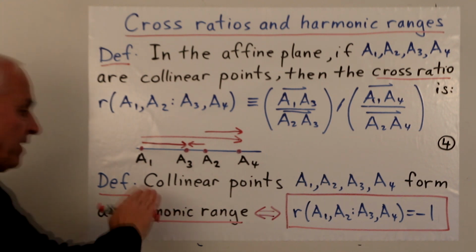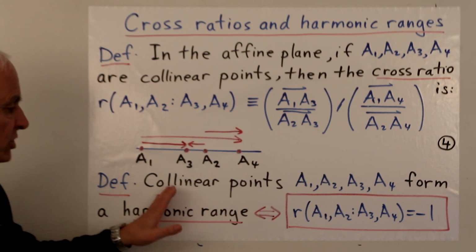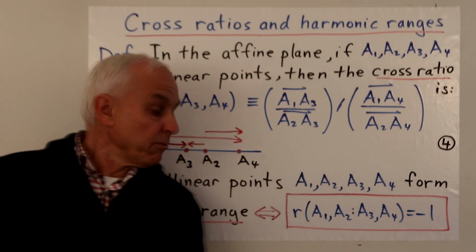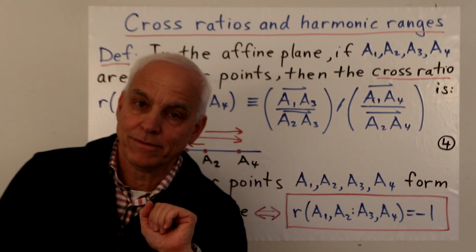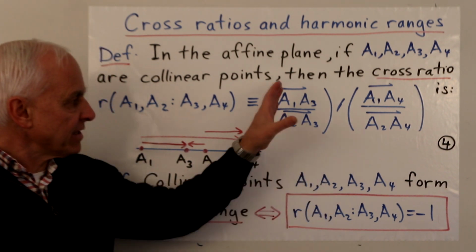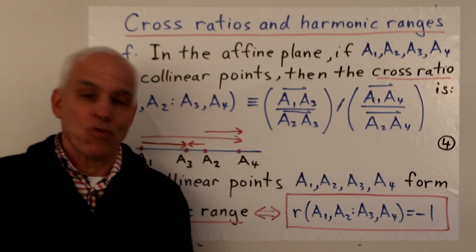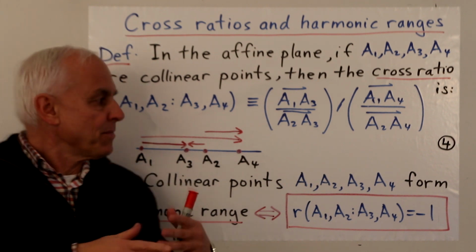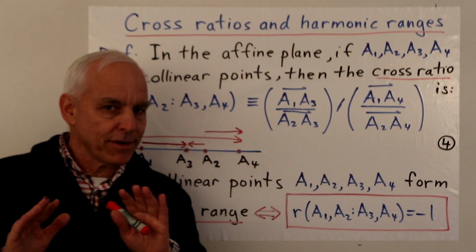Now there's a very special situation called a harmonic range. So collinear points A1, A2, A3, A4 form a harmonic range precisely when this cross ratio is -1. This is a very key notion, this particular quantity here, because it turns out that it's a projective quantity. And to explain that, we have to extend this one-dimensional analysis to the plane.